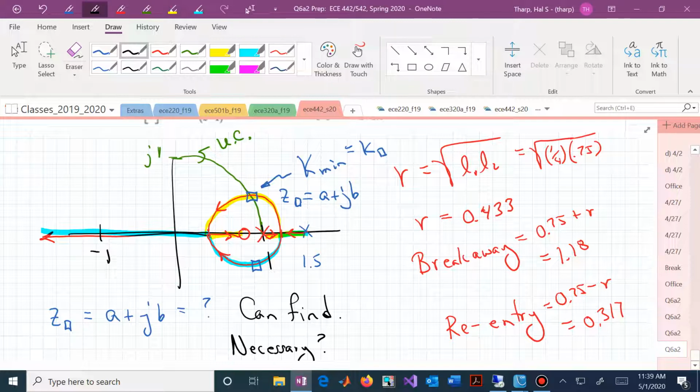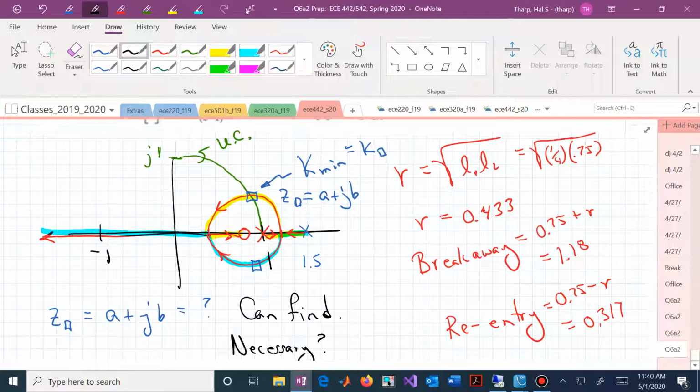We could find Z box, and if you sketched this out accurately, you now have your compass. You can draw these circles. Maybe you've pre-sketched a Z-plane on engineering grid paper with a unit circle. Now you sketch these poles and zeros. You put down your compass. The center of that compass is at 0.75. You know the radius is 0.433. You can draw that circle of your root locus and, in fact, graphically determine where that box is, and you could find a plus jb.